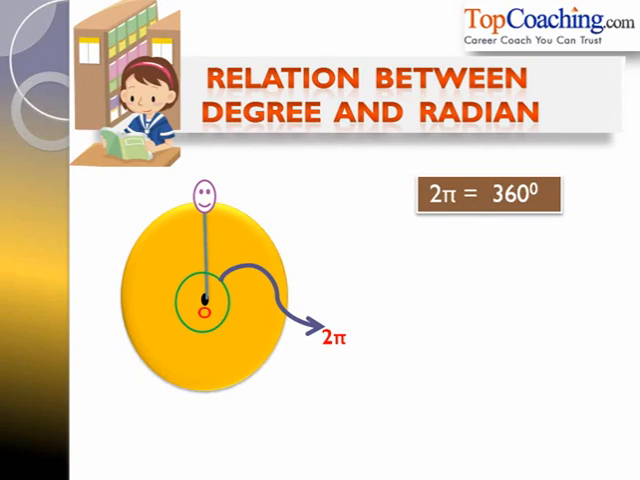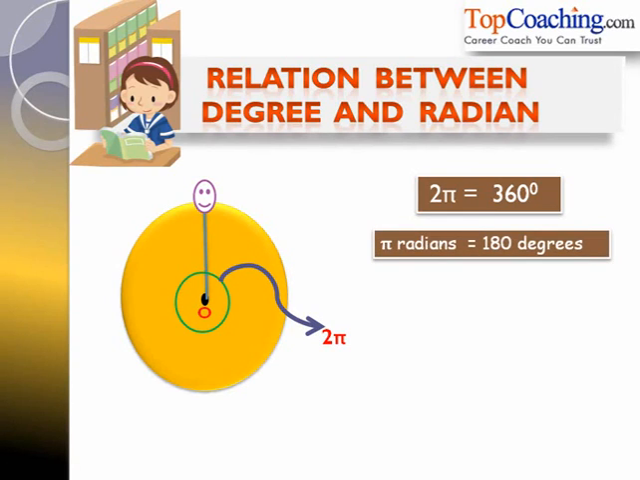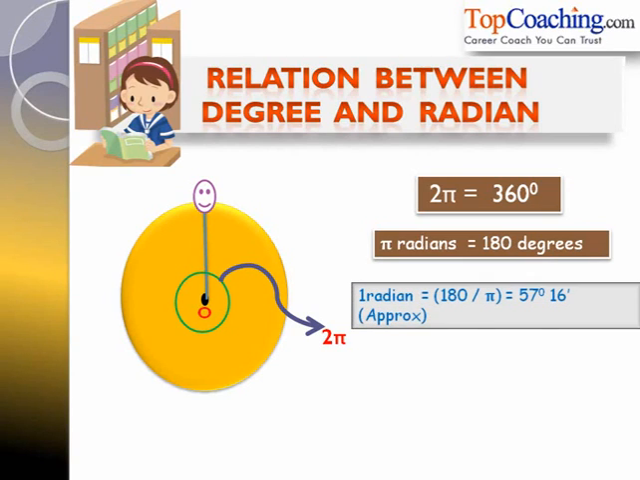We know that a circle represents 360 degrees. Thus we can say that pi radians is equal to 180 degrees. Thus this is the relation between radians and degrees, that is, pi radians is equal to 180 degrees. Or further we can say that 1 radian is equal to 180 by pi, which is equal to 57 degrees 16 minutes approximately. So the approximate value of 1 radian is equal to 57 degrees 16 minutes.